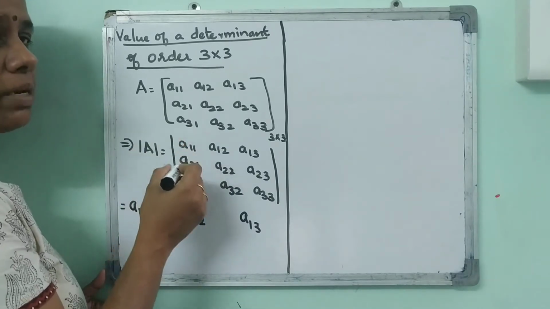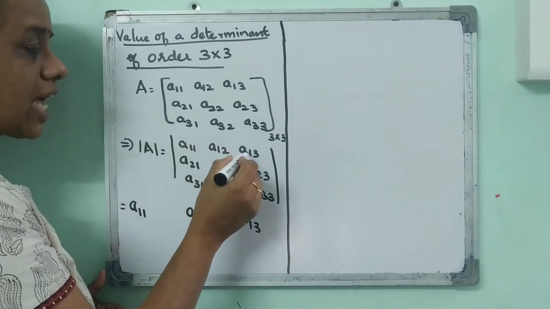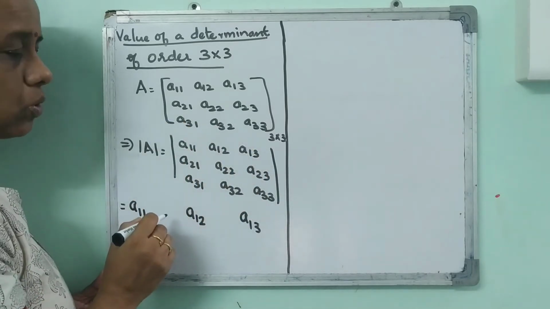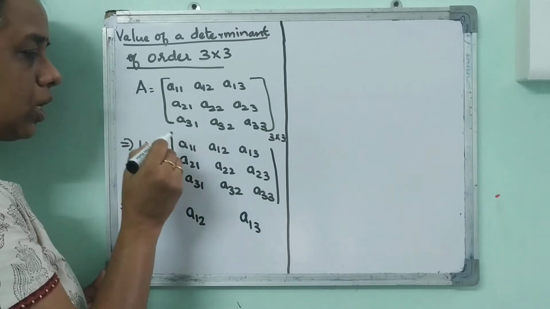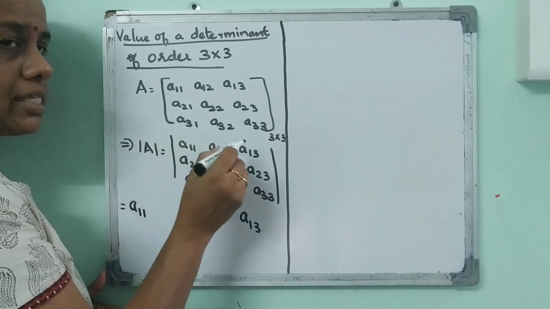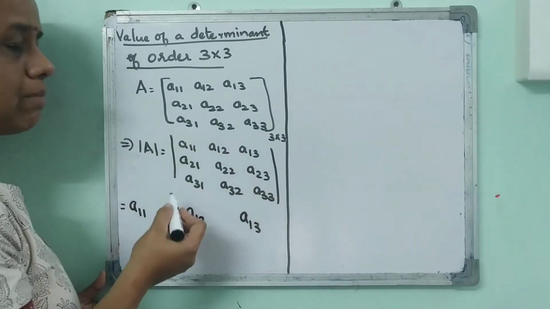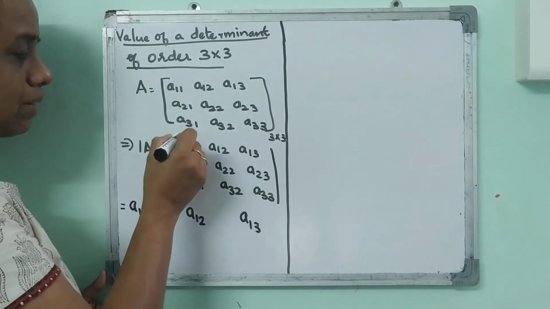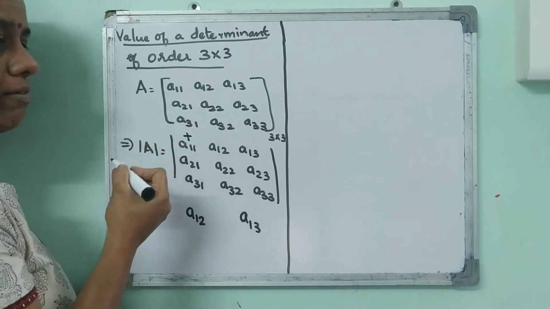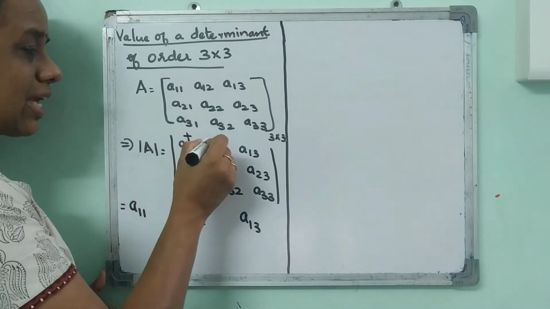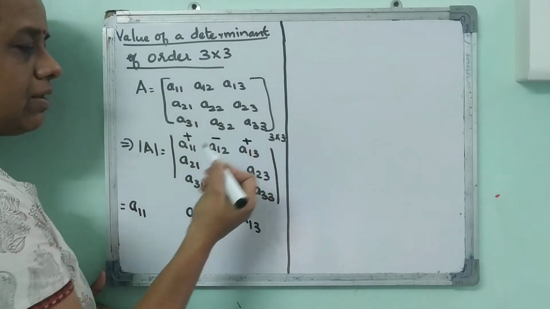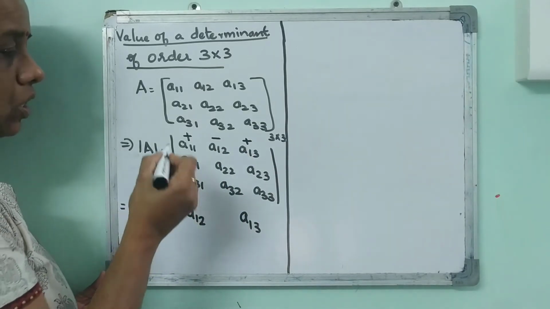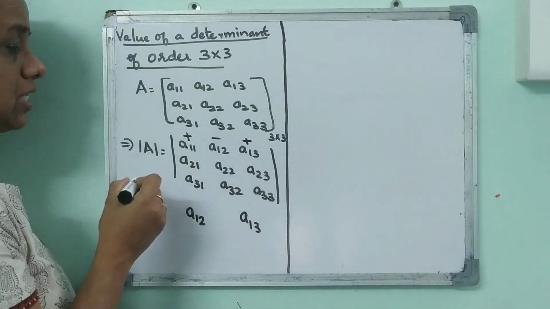Adopt alternate positive and negative signs for these elements in the first row. That means the first element will have a positive sign, the second element will have a negative sign, and the third element will again have a positive sign. Alternate positive and negative signs.